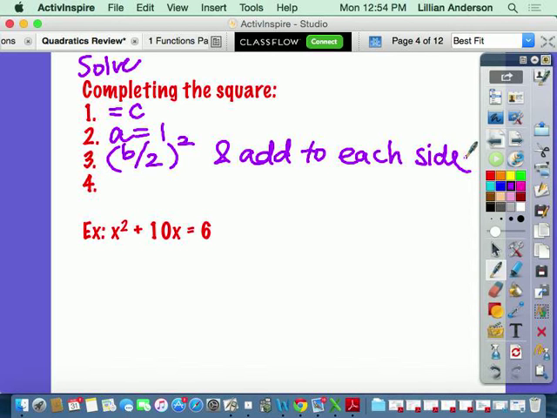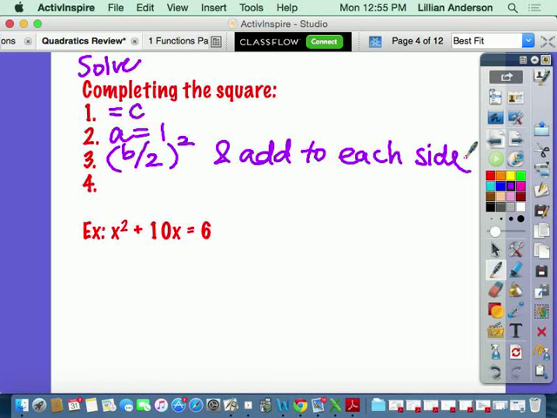And then move it back over, right? And then make sure you take the square root. Let's go through the steps so far with this example.